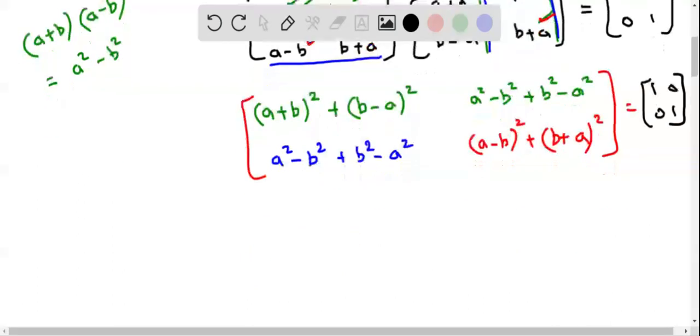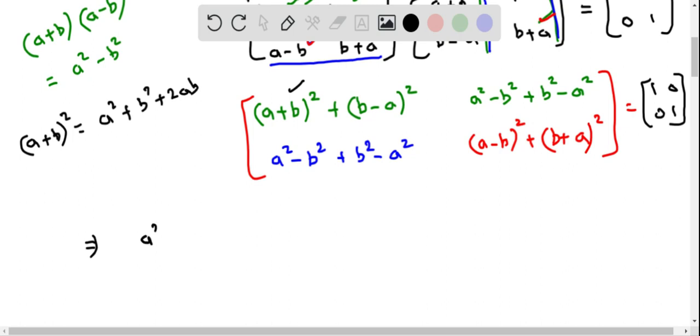So let's simplify this. Using the algebraic identity, we can write a plus b quantity squared as a squared plus b squared plus 2ab. In fact, we can also multiply by considering the term a plus b multiplied with itself. When we FOIL this, we will get the same expression.